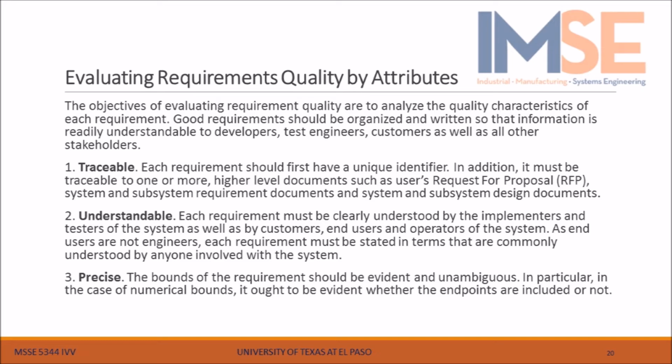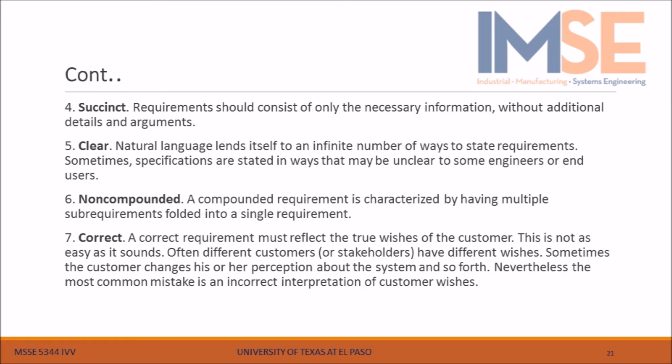Precise. The bounds of the requirement should be evident and unambiguous. In particular, in the case of numerical bounds, it ought to be evident whether the endpoints are included or not. Succinct. Requirements should consist of only the necessary information, without additional details and arguments. Clear. Natural language lends itself to an infinite number of ways to state requirements. Sometimes specifications are stated in ways that may not be clear to some engineers or end users.